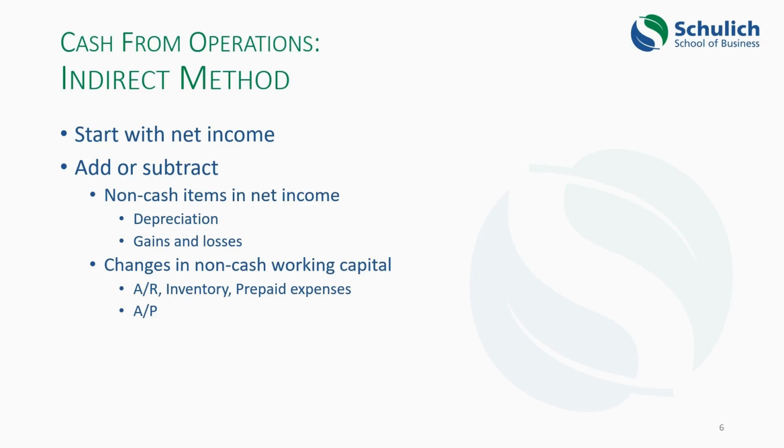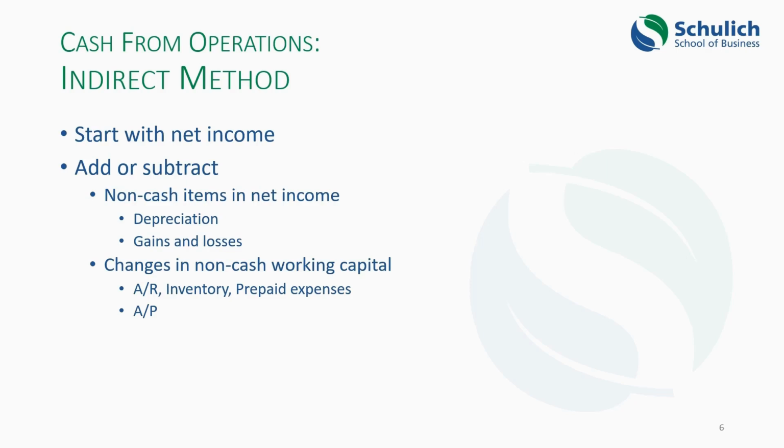The indirect method starts with net income, and then it adjusts that net income number to cancel out any pure accrual entries that were made onto the income statement. So depreciation on fixed assets or amortization of fixed assets, that was a deduction from net income, but it had to do nothing with cash.